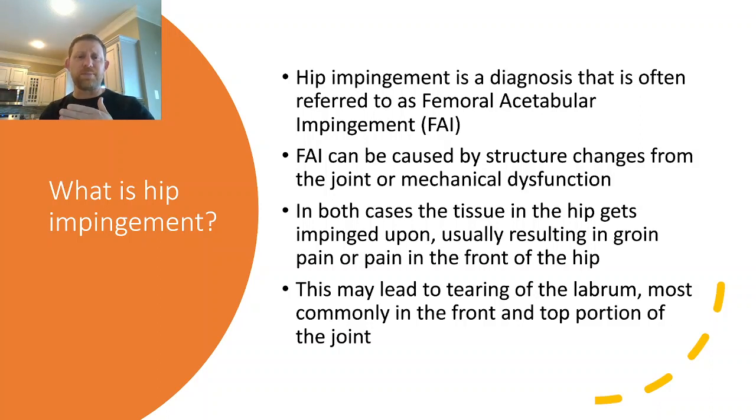So usually this happens in the front top of the joint. When you're sitting and your hips impinge in the front or tilt forward, the bone and the bone together impinge, and then they break down the labrum there. So probably the most common area for a labral tear is what we call the superior anterior part, which means the top front portion.